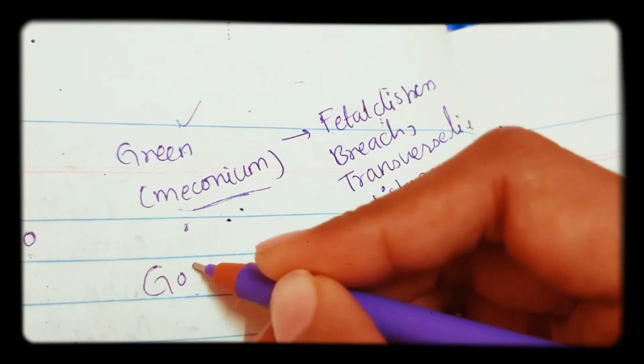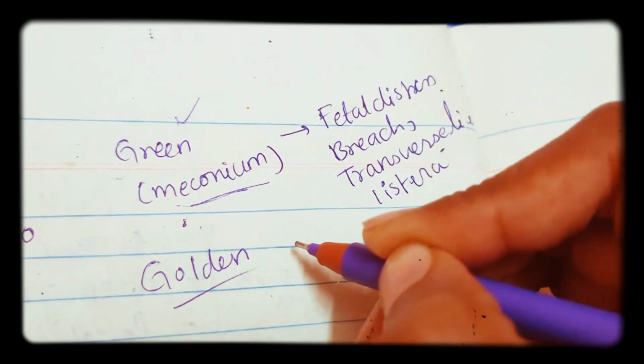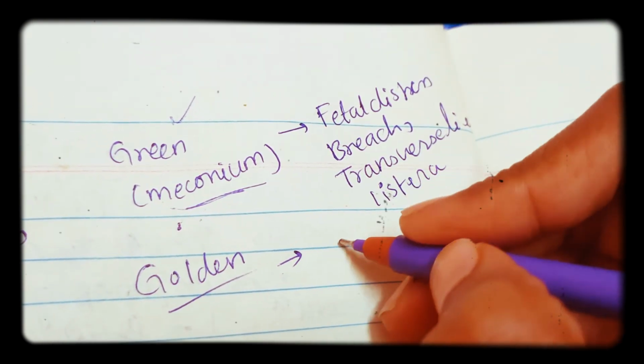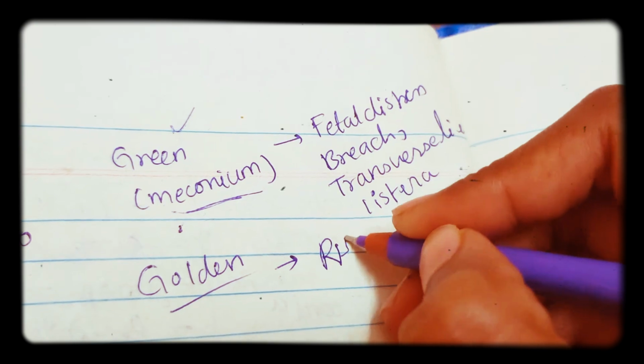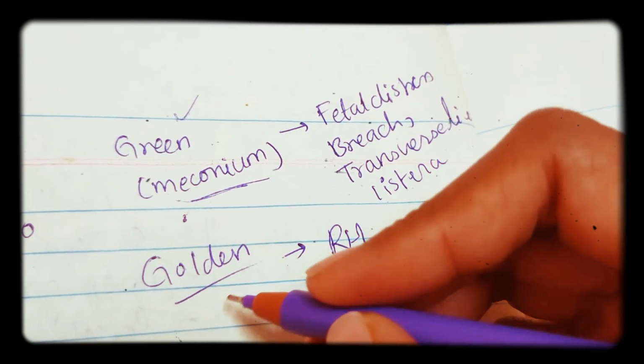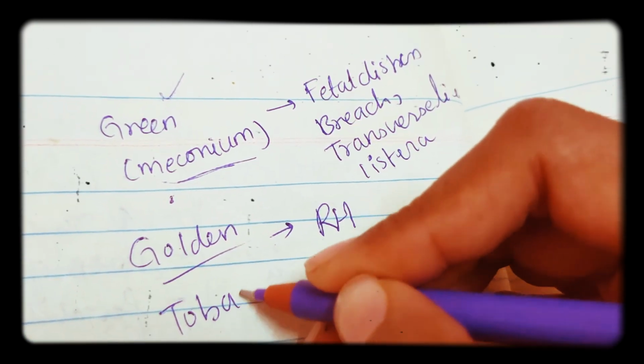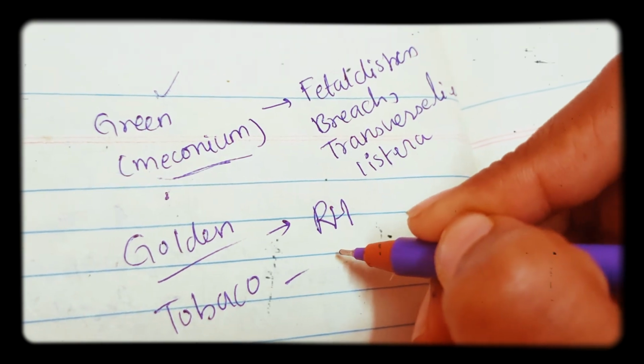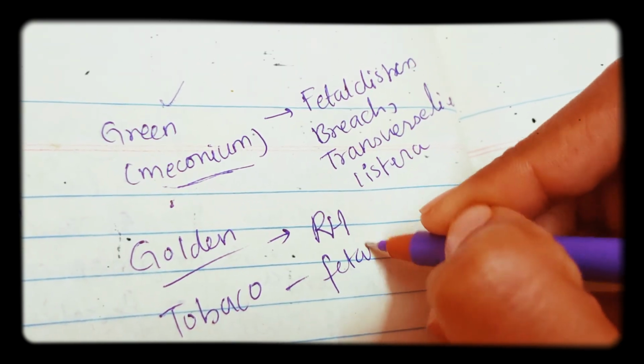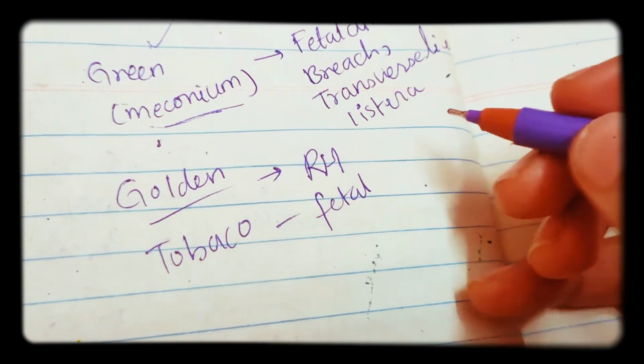If you see a golden or bilirubin color of the amniotic fluid, it is related to Rh incompatibility. Next, coming to tobacco juice color. If you get tobacco juice color, there is fetal death or demise, that is intrauterine death.